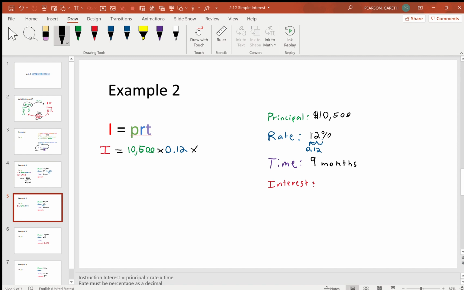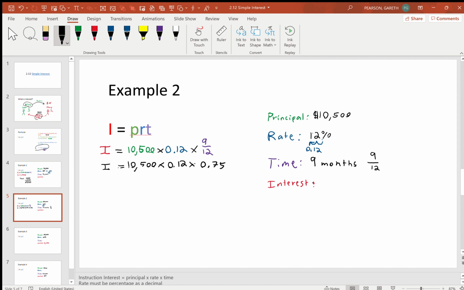Well, I know that there are 12 months in a year, so maybe I can write it as a fraction. 9 months out of 12. I can go ahead and do that. Okay, so I'm going to put 9 out of 12. Now, I know I can rewrite this as interest equals 10,500 times 0.12, and I know that 9 over 12 as a fraction, when I divide that, 9 divided by 12, that should be 0.75.